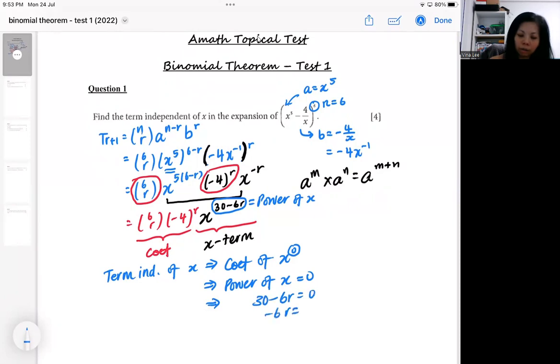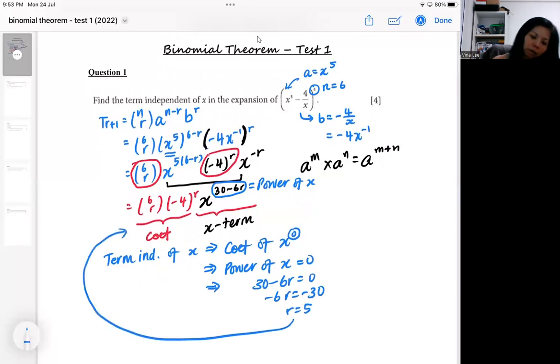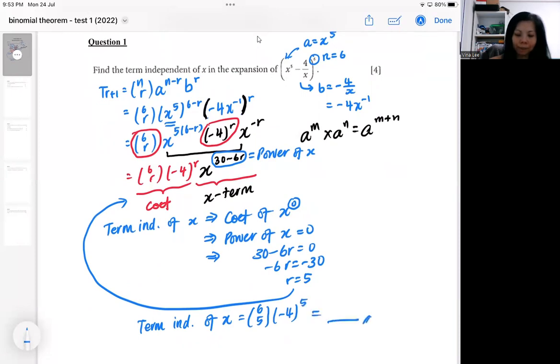So you work out carefully. You can find r is equal to 5. What is the purpose of getting r equal to 5? You put it back into the coefficient. So that will be the term independent of x already. So in a way, the term independent of x is like the constant term also. So sometimes they will ask you for the constant, or they will phrase it in this way, term independent of x. And then you just punch the calculator.